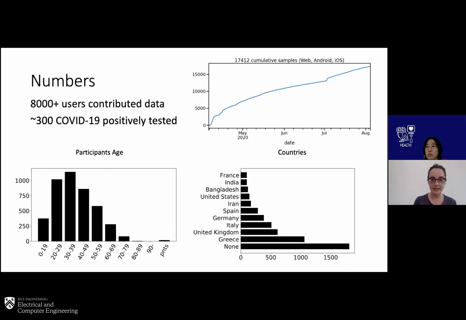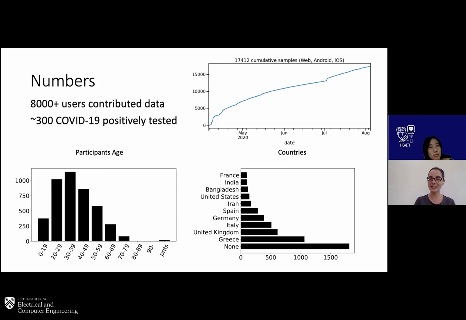Below, we have statistics of the people who have contributed the data. The PNTS means prefer not to say, so people had the chance to not say their age. It's kind of skewed towards younger generations, but we have a good representation of older generations too. In terms of countries, very skewed towards Europe, because that's where the media press was most supportive.